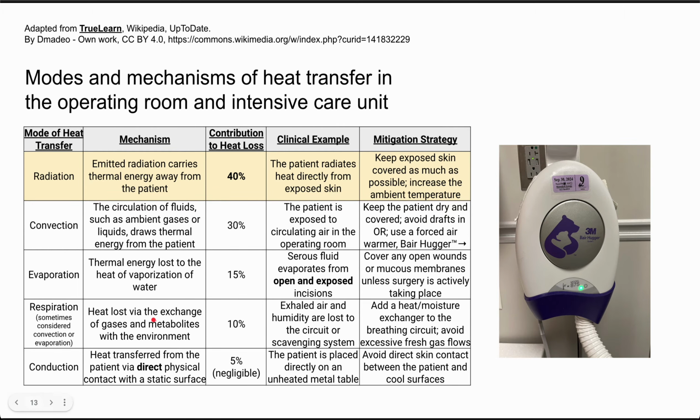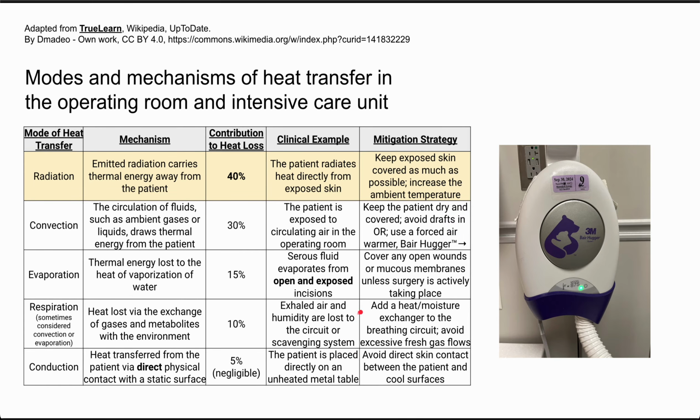This is heat lost via the exchange of gases and metabolites with the environment. So this is what the patients do when they're breathing on their own, or the ventilator might do this for the patient if they're fully intubated and ventilated. A clinical example here is exhaled air and humidity that's lost to the circuit or scavenging system if they're attached to a ventilator, for instance.